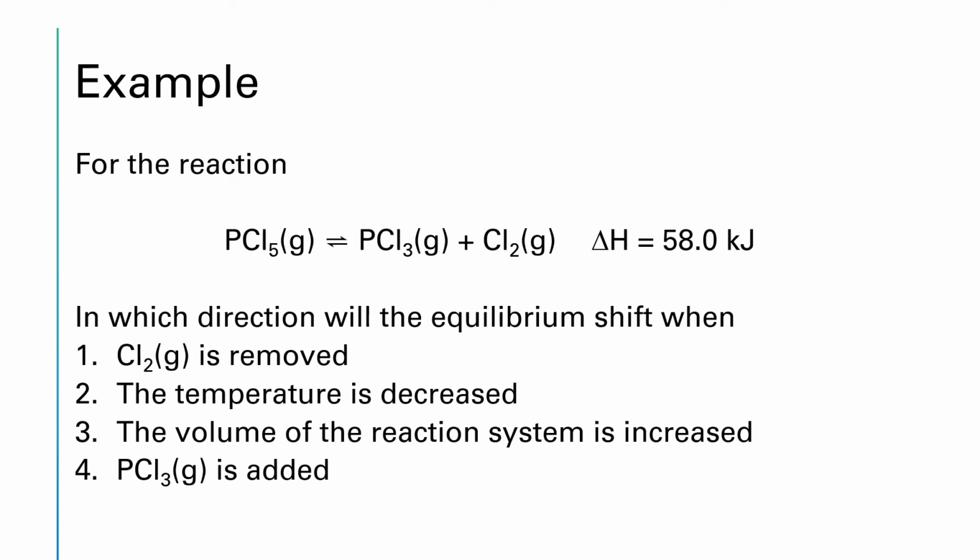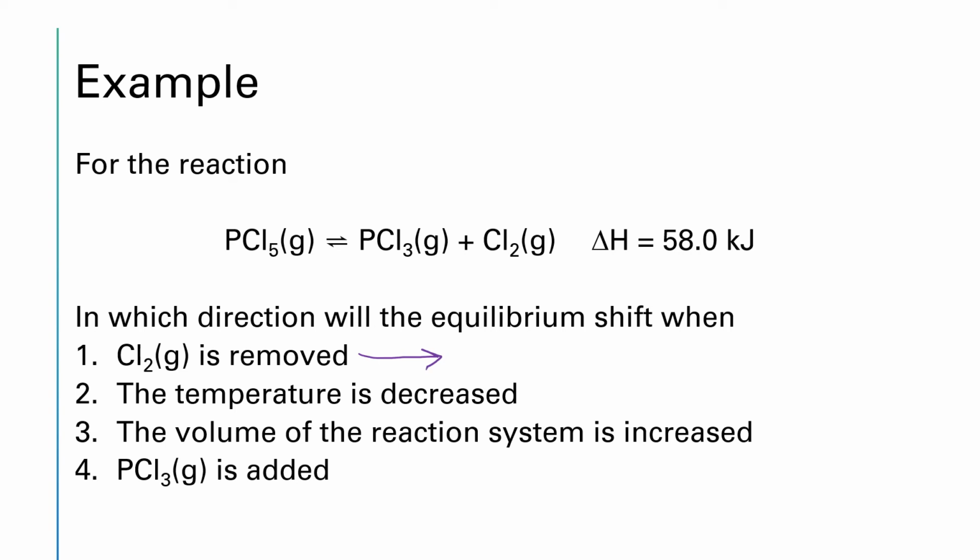This example puts together all of the different scenarios that we have looked at for Le Chatelier's principle. We have PCl5 in equilibrium with PCl3 and Cl2. Delta H is positive 58. Question number 1 wants to know what direction the equilibrium will shift when chlorine is removed. It'll shift in the direction to make more chlorine to substitute for what we just removed. So that means since chlorine is a product, this is going to shift to the right. It'll go in the forward direction.